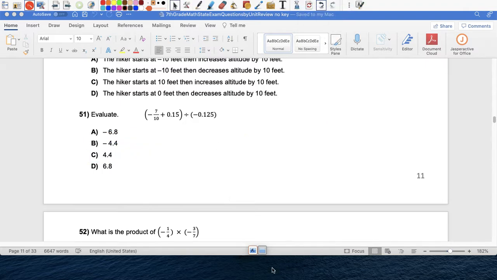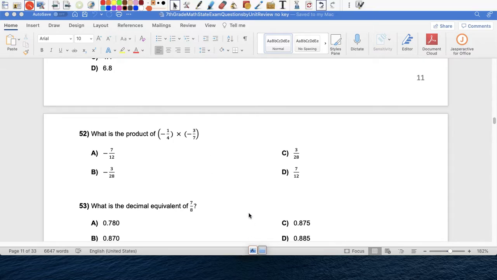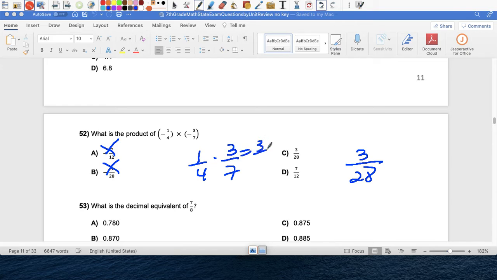52. What is the product? Okay, seriously? Negative times a negative is a positive, so that's gone, that's gone. It's between these two. So 1/4 times 3/7, and this would be just 3 over 28. Can't simplify anything before I multiply, so it's just 3 over 28. All right, and I think that's it for this section.